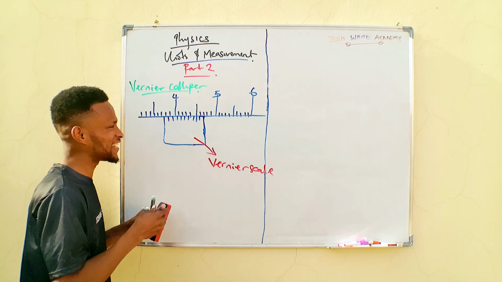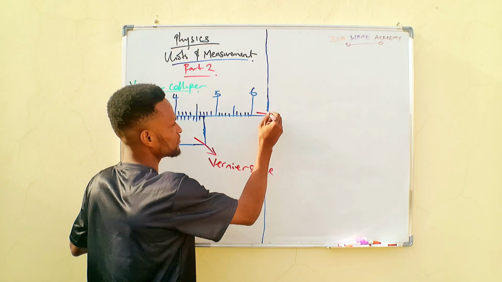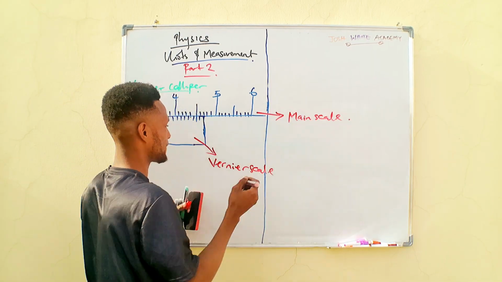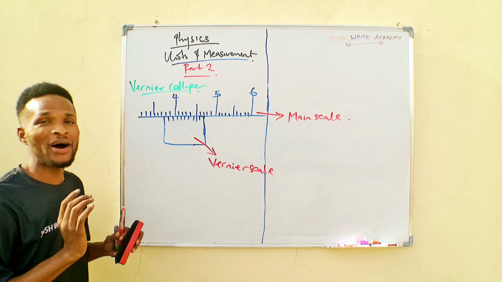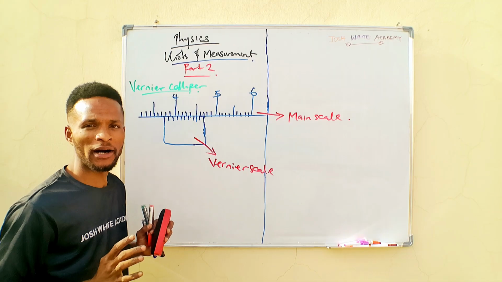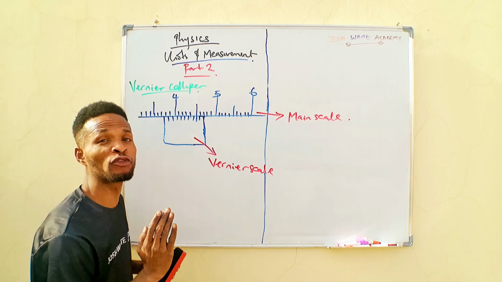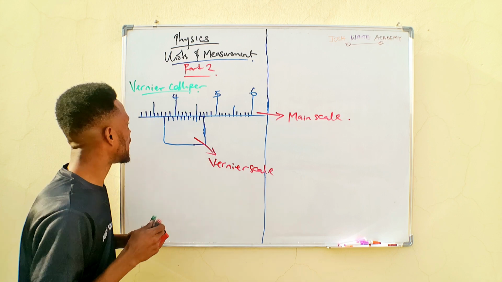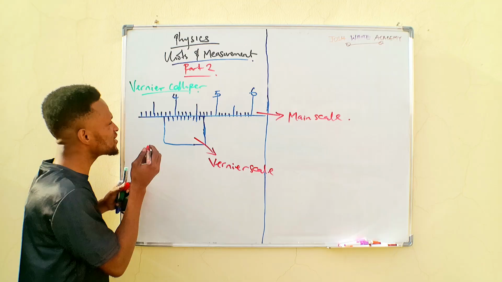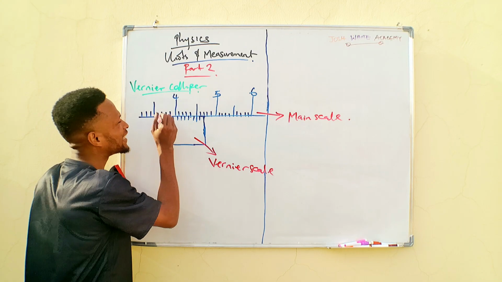This is a Vernier scale that moves on another scale, which is known as our main scale. So one thing you need to take note of, when you are reading with a Vernier caliper, is the point of interception and the point of coincidence. Now, if you look at this diagram carefully, you will notice that the Vernier scale intercepts the main scale at this junction.